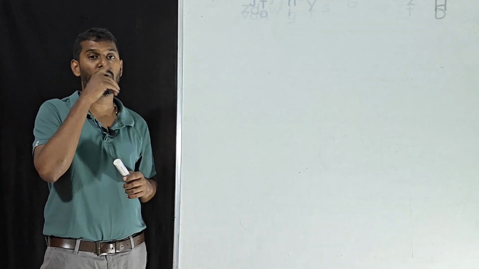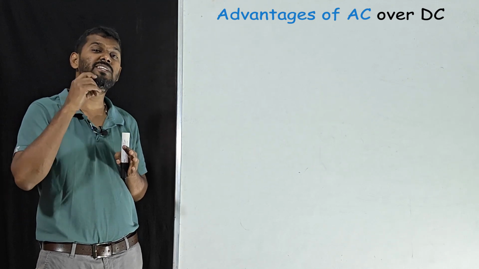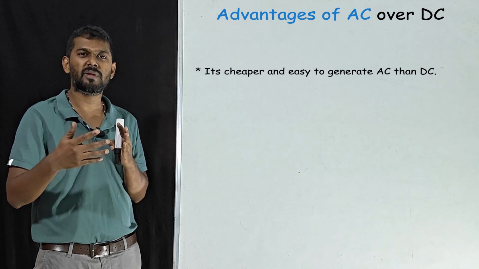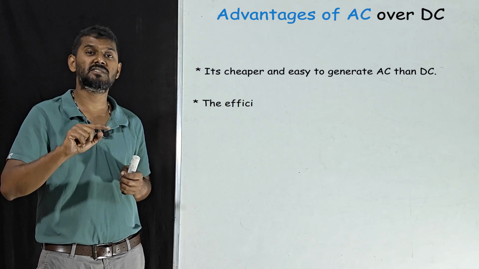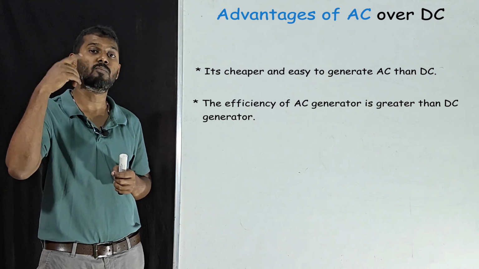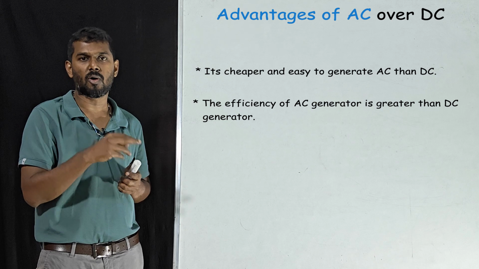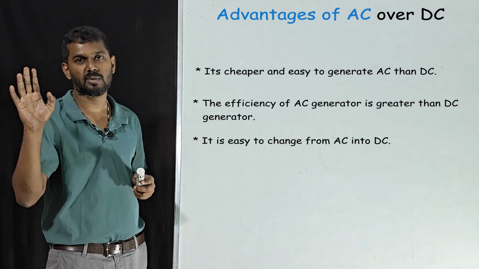Now we'll talk about the advantages of AC current over DC current. So the first point, it is very easy. It is cheap and easy to produce. Cheap means affordable. Then the efficiency of AC current is more than the efficiency of DC current. The third point, if we want to convert AC current into DC current, this is a very easy process.